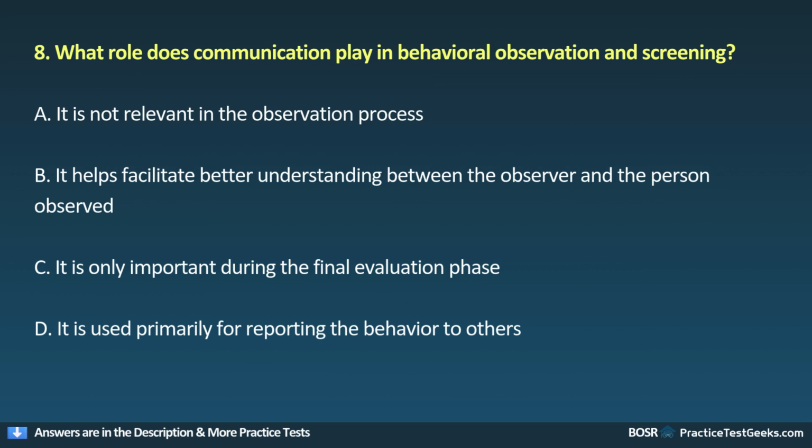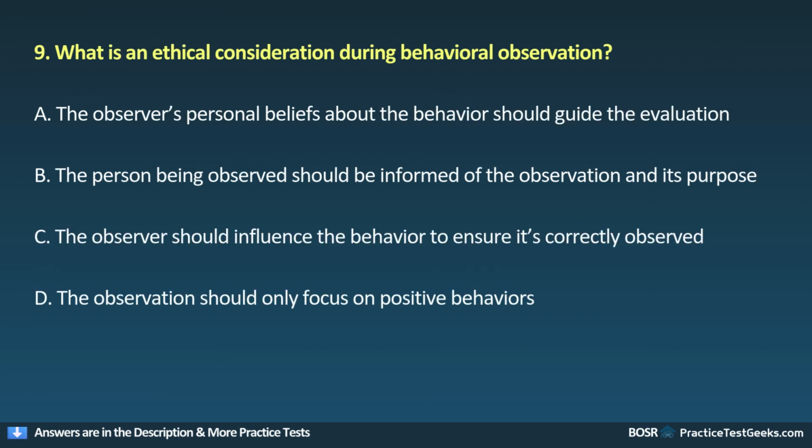8. What role does communication play in behavioral observation and screening? A. It is not relevant in the observation process. B. It helps facilitate better understanding between the observer and the person observed. C. It is only important during the final evaluation phase. D. It is used primarily for reporting the behavior to others.